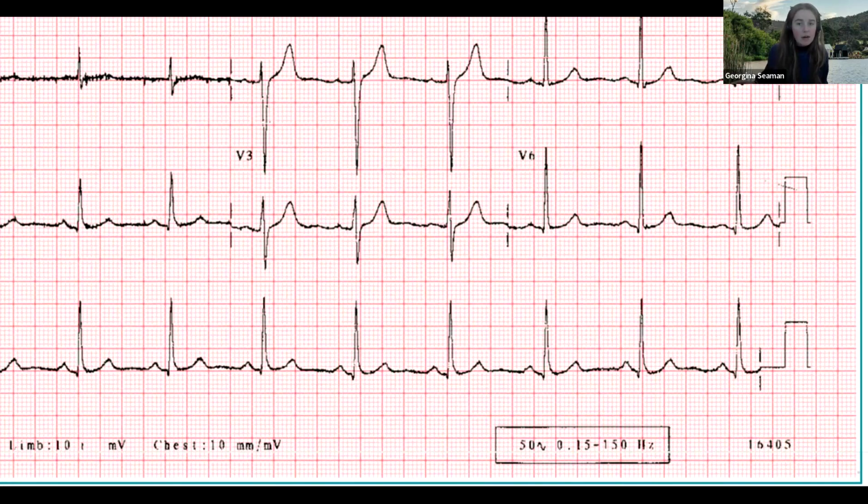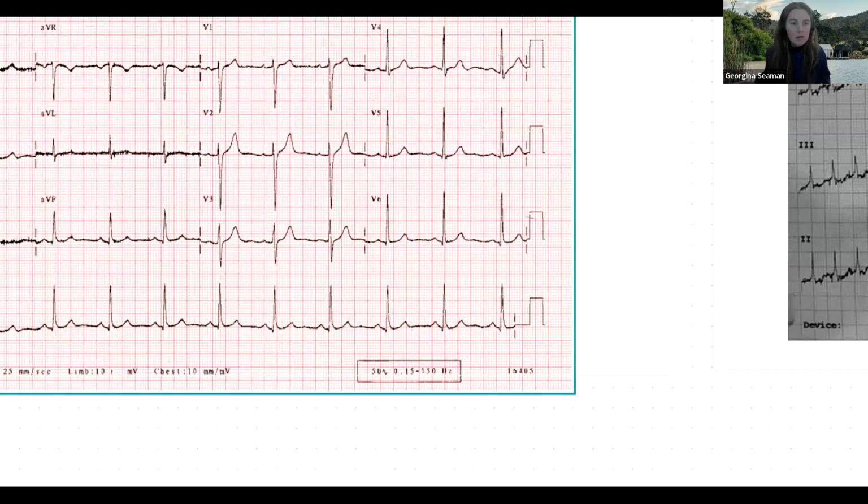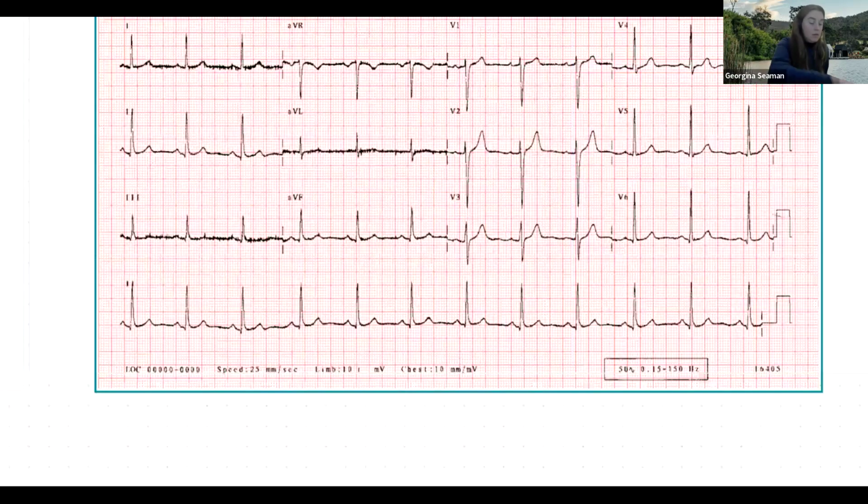So if we go on to our electrode placement, so our limb leads are not isoelectric, are we happy with that? What else are we looking for in terms of our electrode placement?